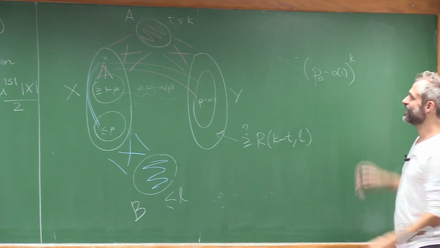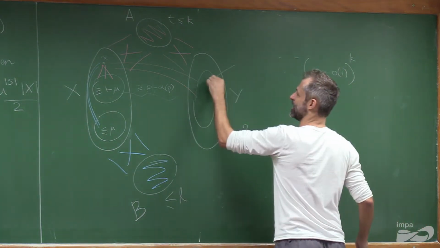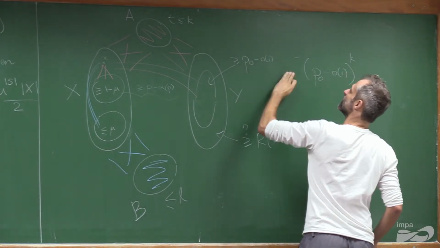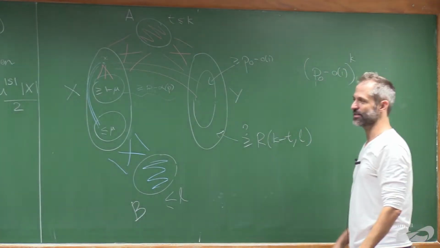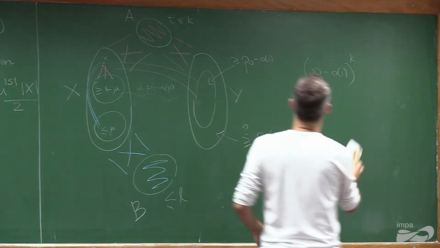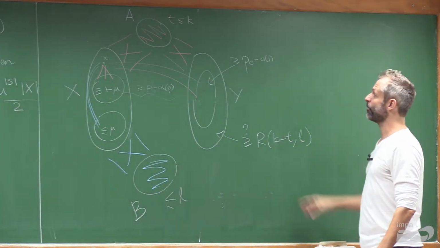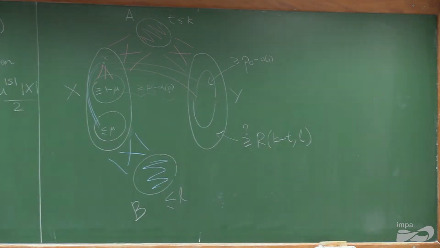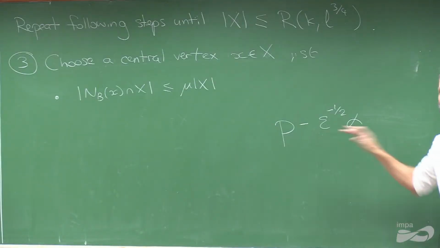In fact, all we need is that this is at least p0 minus little o(1). That's all we actually care about, and it will always be that, as we'll see later. So not yet proved, but it's going to be true. We're going to make sure p is always at least this, and we already know that this is little o(1).